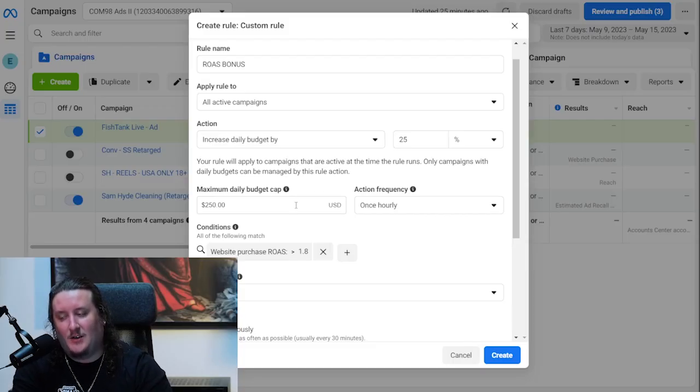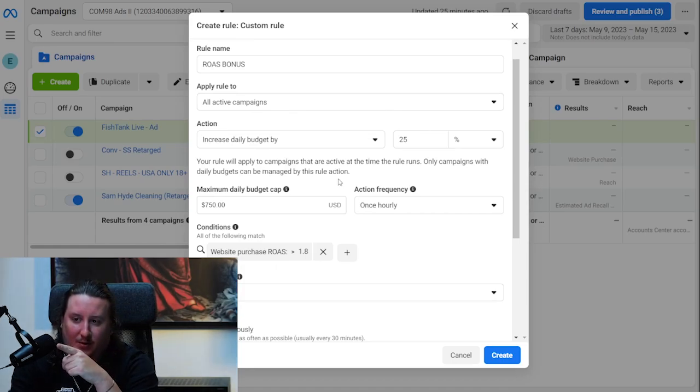Now, let's say you're already at the point where you're spending $250 per campaign, then I would set this to $750, because that'll be 3 triggers essentially, a little bit more than that. But it'll be like 7 or 8 triggers of the 25% bonus increase. Because remember, it compounds. So it's like you bump it up 25%.